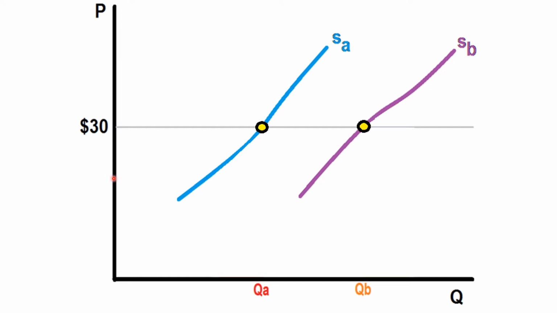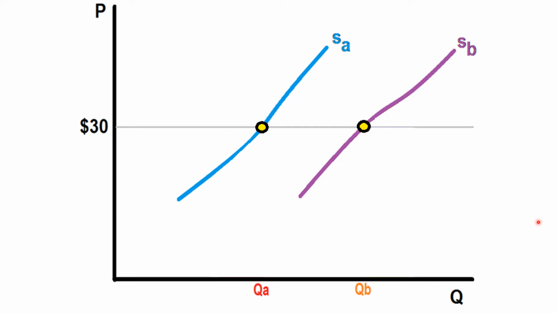Now the question could be asked, hey, it looks like firm B here is a better firm. At various different prices, firm B can make more units than firm A can. At $30, firm A can only make QA, whereas firm B can make QB. So firm B seems to be the better firm.